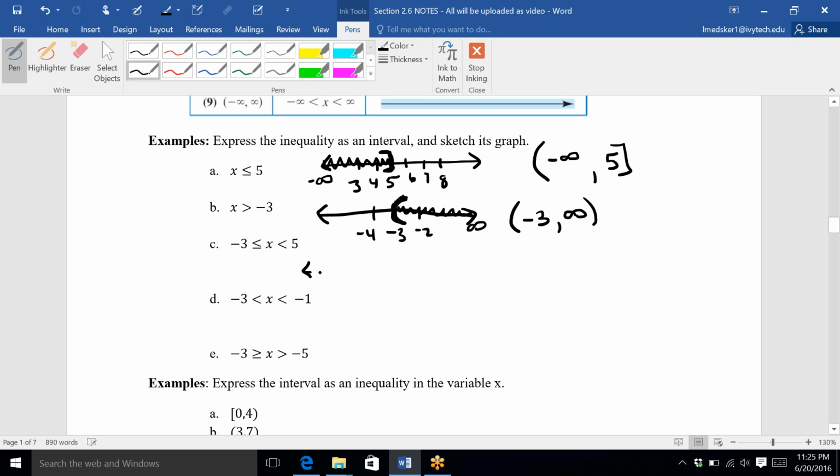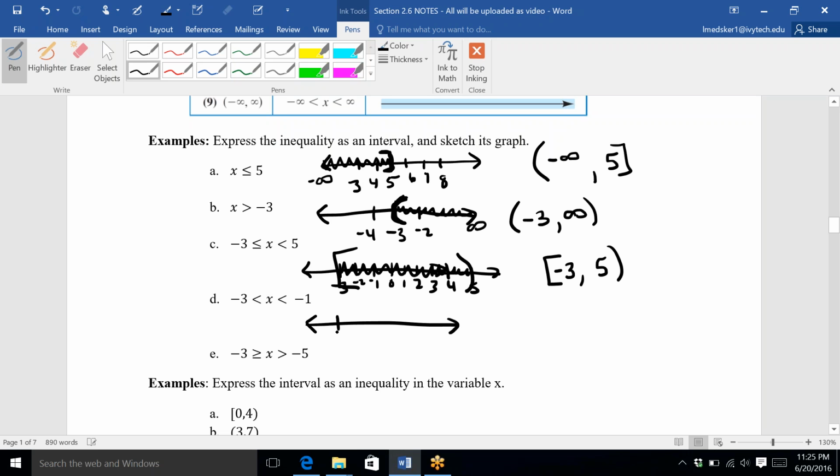Right here, this is saying we're going to shade between negative 3 and there's negative 2, negative 1, 0, 1, 2, 3, 4, and 5. So a bracket on the negative 3 because this has an equal to bar, a parentheses on the 5 because it does not have an equal to bar, and x is somewhere in the middle. So as an interval notation, that would be negative 3 with a bracket up to positive 5 with a parentheses. We can do something similar for these. This is negative 3, negative 2, negative 1.